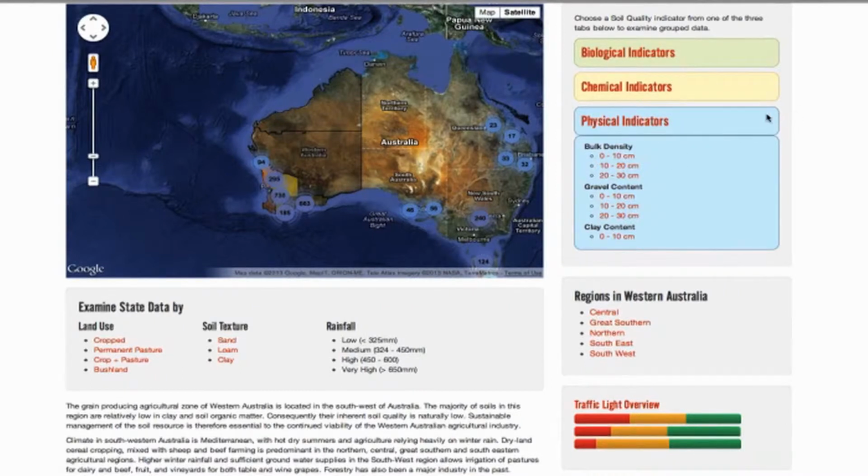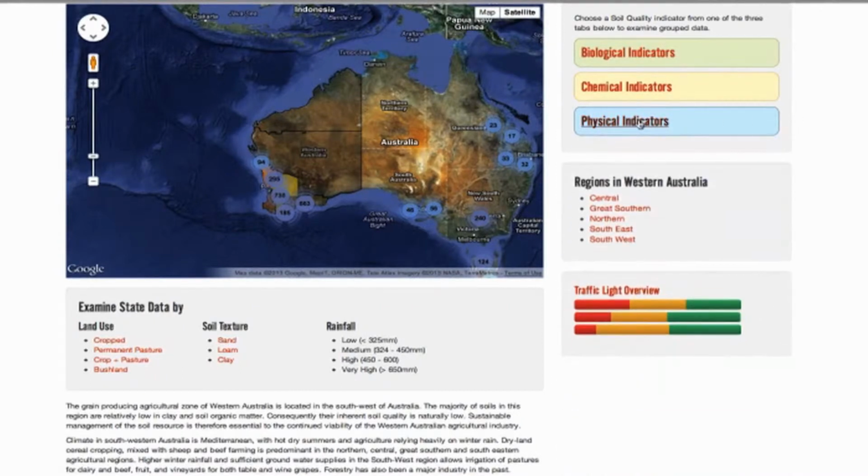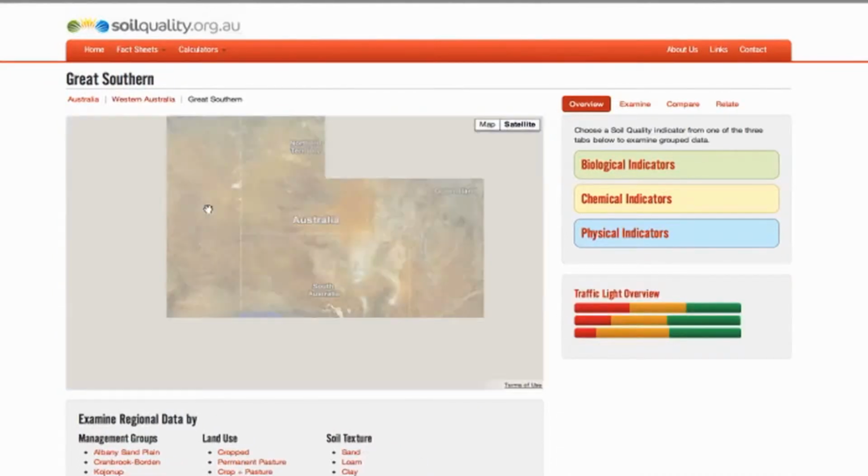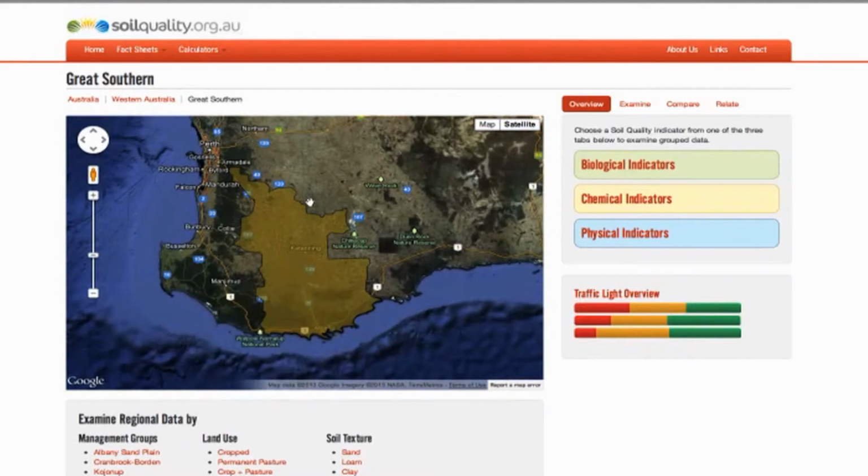The important thing when looking at data is the way you group it. So what we try to do is split the data in such a way that it is useful to the person that's using it. So obviously at a state level, there's a limited amount of information you can get. You can have a look at the data, but it may not tell you that much. So what you can do is you can go further into the data set and maybe choose a region. So there's 5 regions in Western Australia, and now we're inside the Great Southern region.